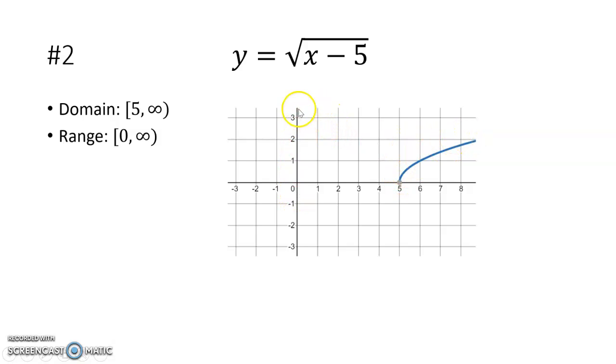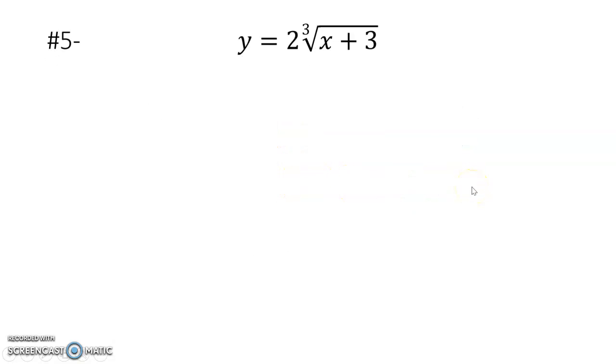Remember, for range we only read these values. For domain we only read these values. Number 5, the cube root graph. Here we have a stretch, technically a vertical stretch because of that 3.